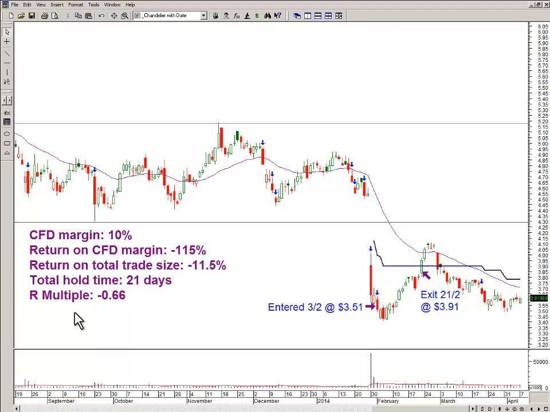So on any losing trade I can lose 1R, which is my risk amount. In this case, because my stop loss moved down a little bit because the share went my way, I lost 0.66R. So I did take a loss on the trade, but it didn't exceed what I set out to lose on any one trade.